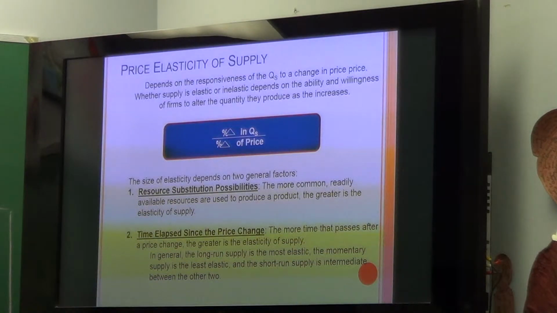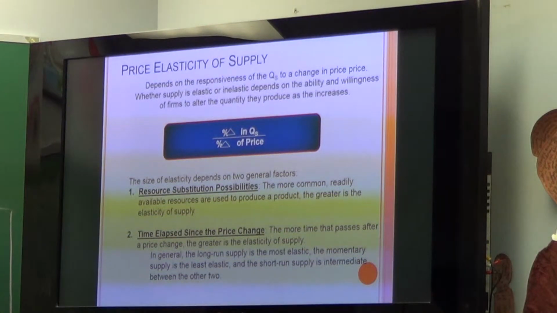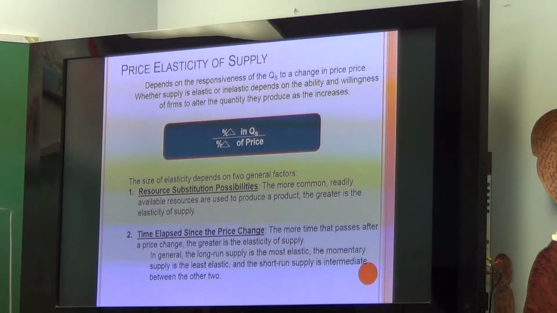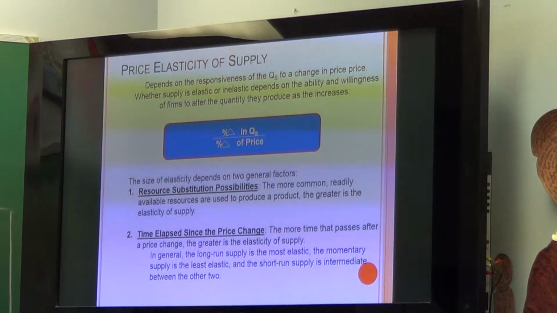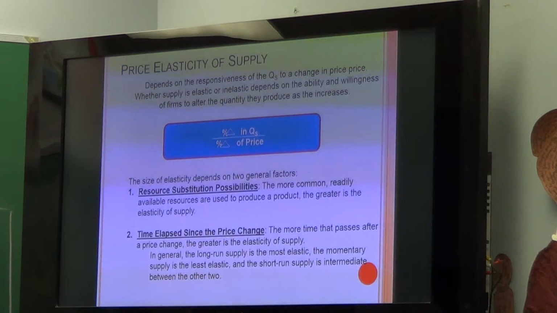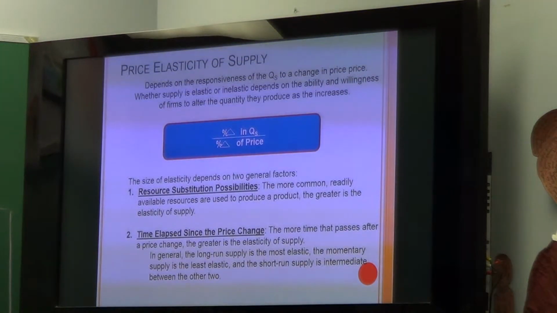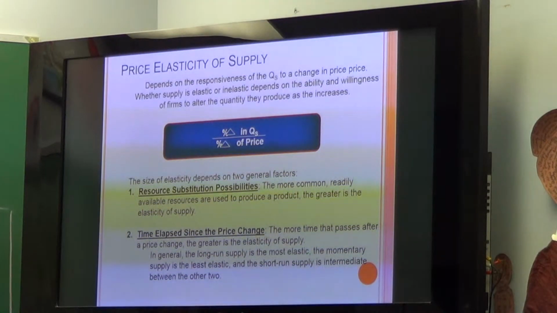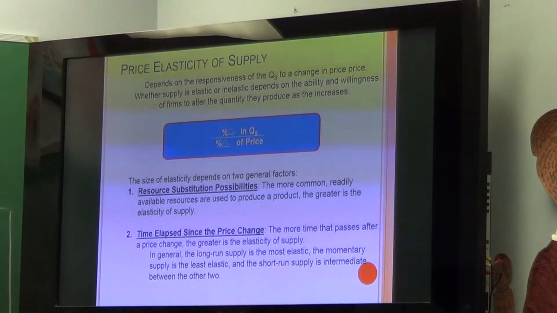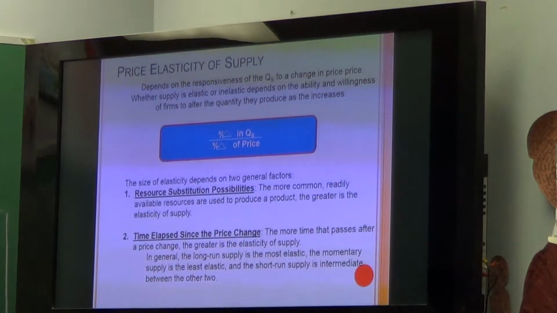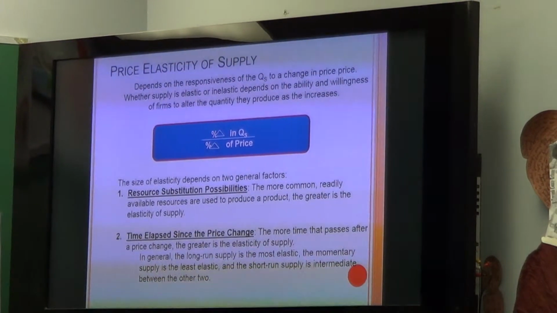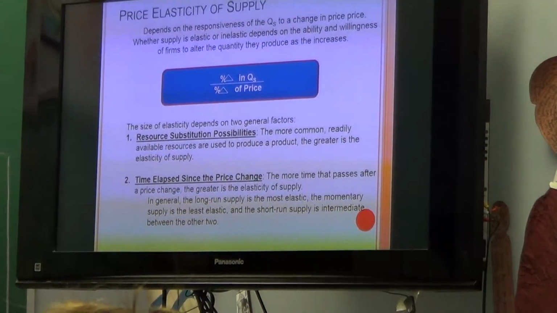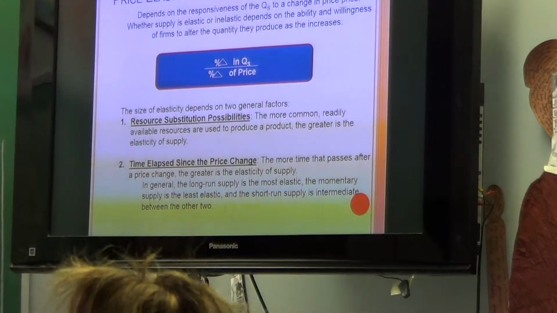And then the other thing is time elapsed since the price change. We talked about this a little bit with demand, but on the supply side, the more time that passes after a price change, the greater is the elasticity of supply. So we have short run, medium run, and then long run. In the long run, supply is more elastic. The momentary supply is the least elastic, and the short run supply is intermediate between the other two.